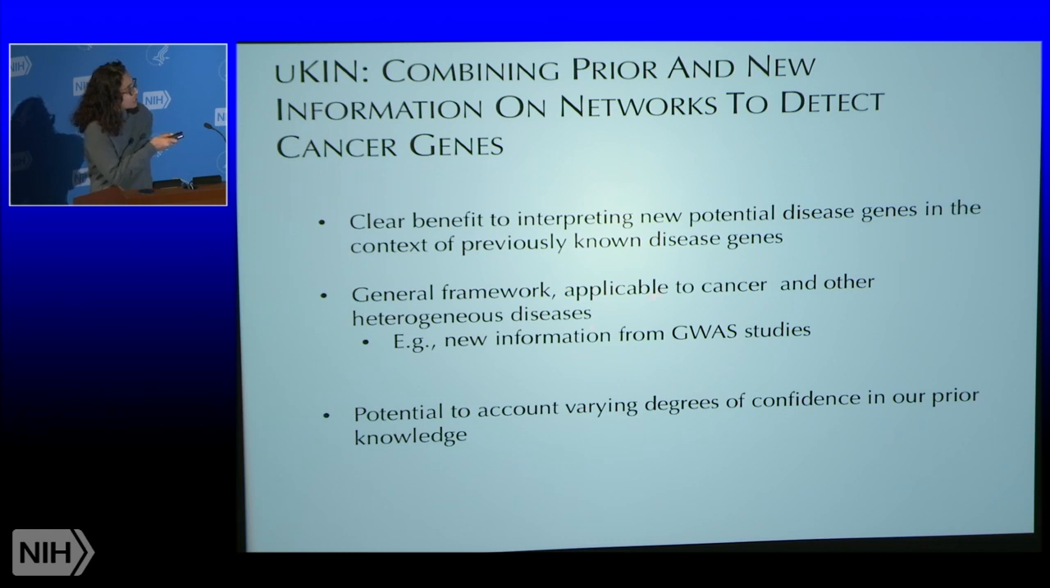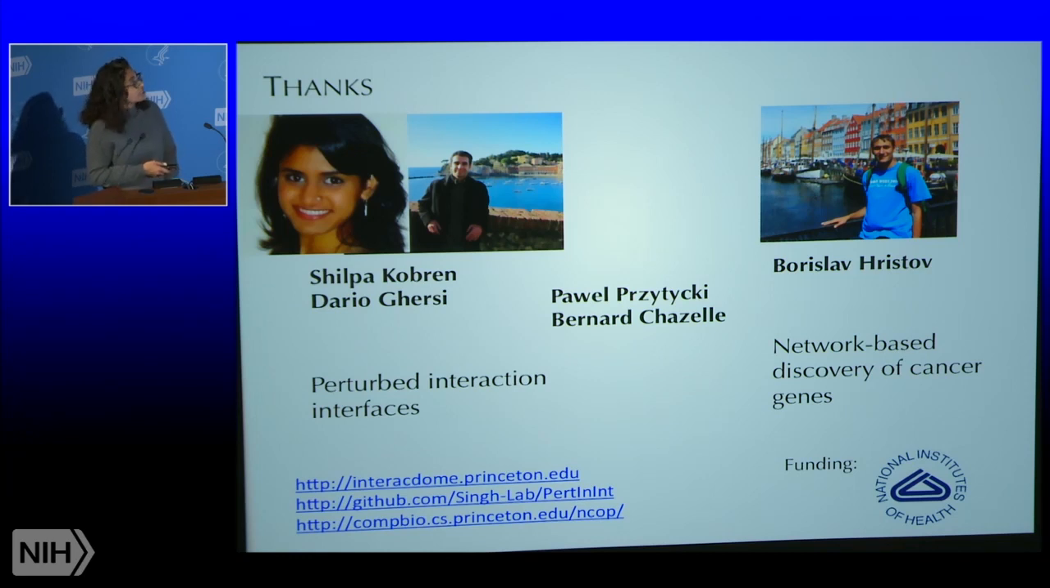I showed its application to cancer, but it's also applicable to other heterogeneous diseases, and we've tested a little bit of this. So your set of prior data comes from some gold standard, but your new information, for example, could come from GWAS studies, again, where you're going to have an enrichment of things that have low p-values that are going to be disease relevant, but not all of them are. And I wanted to add that this model can be extended in various ways. For example, you can have varying degrees of confidence in your prior knowledge. So I'm going to stop here.